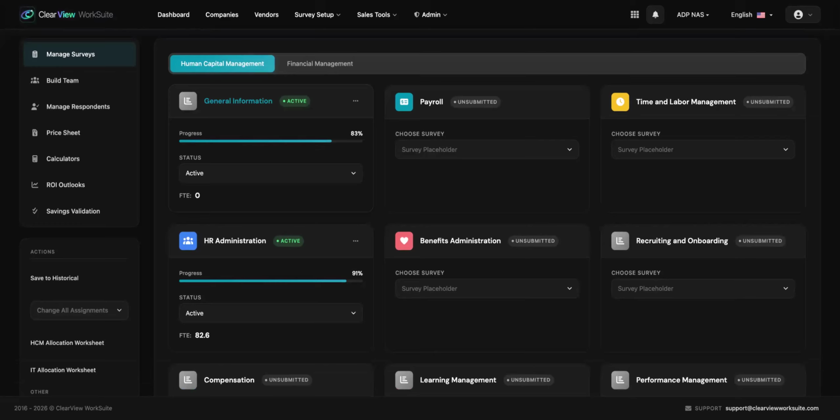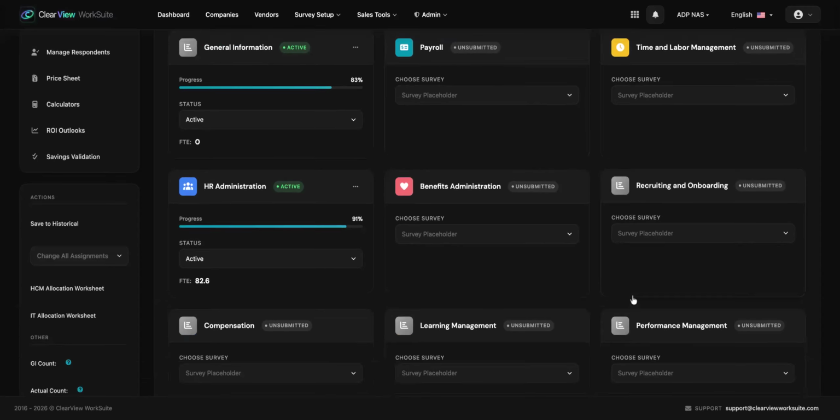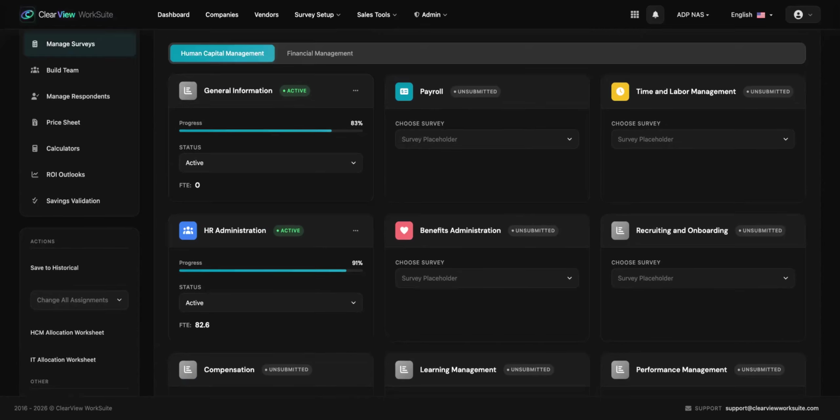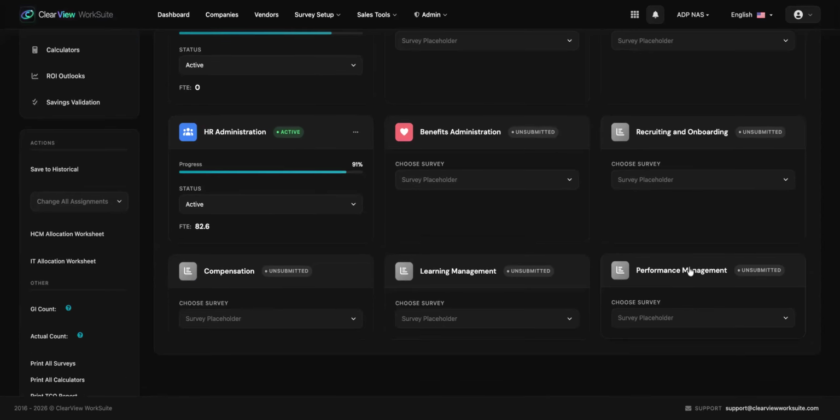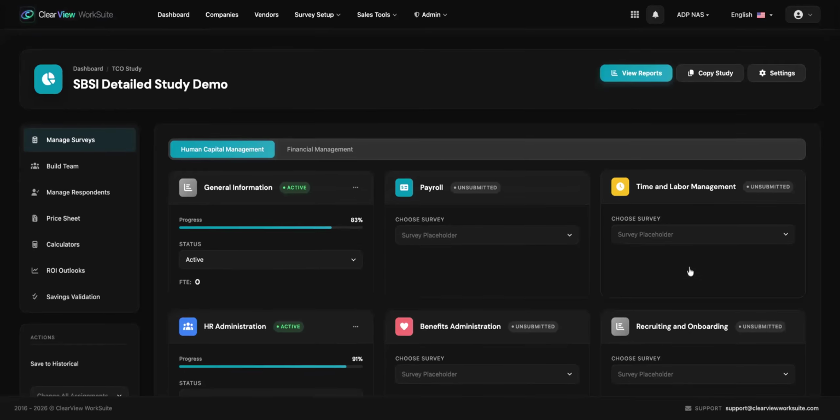Key thing to note here is as I set these studies up, we can configure the scope of these studies very much in relationship to the interest of the prospect. So this could be a payroll study only and everything else switched off. To that end, it's an HR study only right now with everything else switched off, but we could turn on payroll, time, HR, recruiting, comp, learning, and performance, and make this a very comprehensive study.